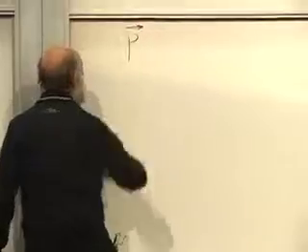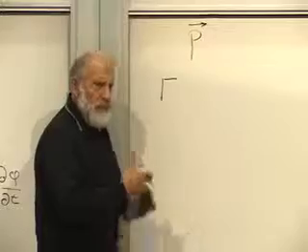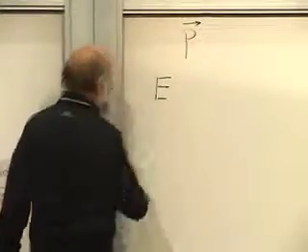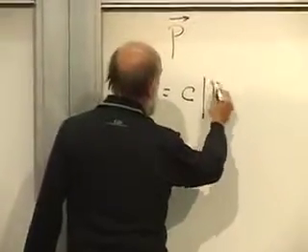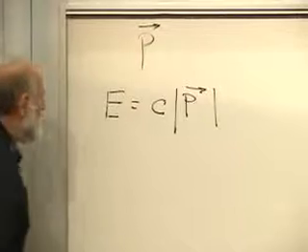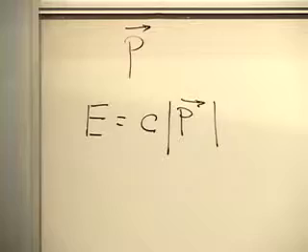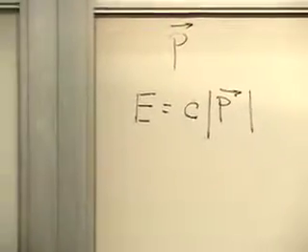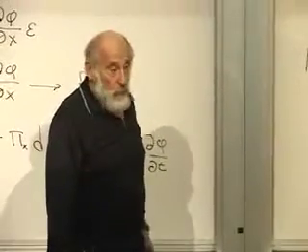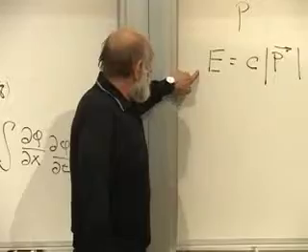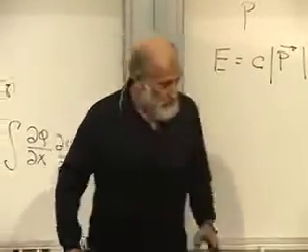P is a vector. And the energy, a spatial vector, an ordinary 3 vector. Energy is a spatial scalar. And energy is equal to c times the magnitude of the momentum. You know any particles that have this property, that their energy is equal to c times their momentum? Photons. In fact, any particle that moves with the speed of light has the property that its energy is equal to its momentum times c, or the magnitude of its momentum times c.